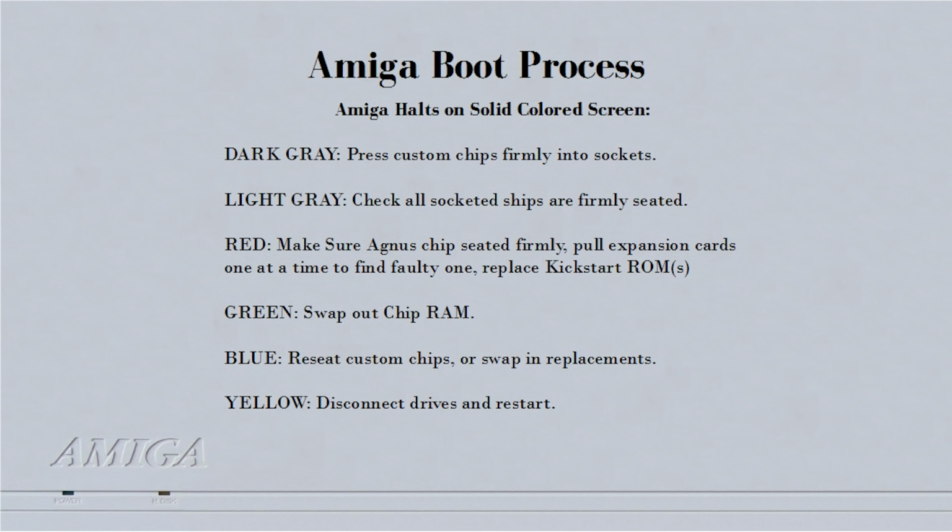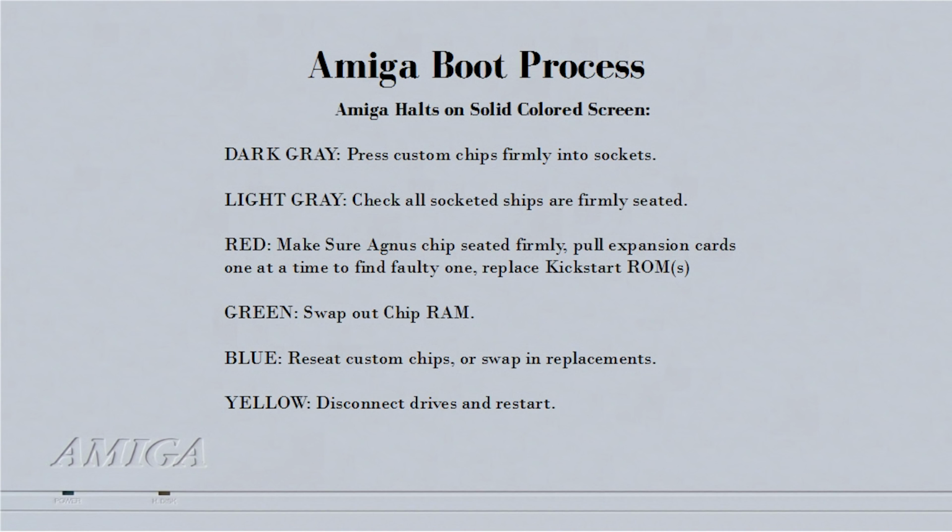And this is stuff you do some searches online, you find different things. If you're sitting on a dark gray screen, they say press on the custom chips, make sure they're all seated properly. Honestly, I've never had a chip that wasn't seated properly. I've never had one come out, but I guess it could happen. Same thing with light gray. Red, you get to the point where maybe you have a bad Kickstart ROM. Green, now you have possibly a chip RAM issue.